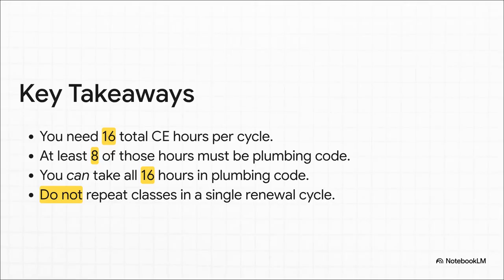Now, beyond which classes you take, you've got to know how many hours you need of a specific type. And the magic number to remember here is 8. Why 8? Because the state requires you to get a minimum of 8 hours specifically in plumbing code. So, let's put it all together. Here are the key takeaways. You need a total of 16 hours every cycle. At least half of those, that's 8 hours, have to be plumbing code. Now, you can do all 16 in code if you really want to. And the big one, never, ever repeat a class in the same cycle.